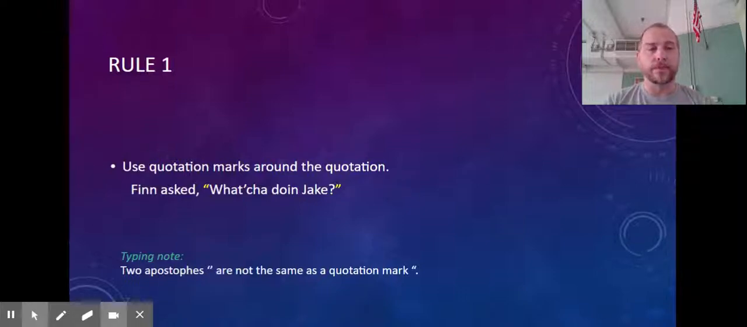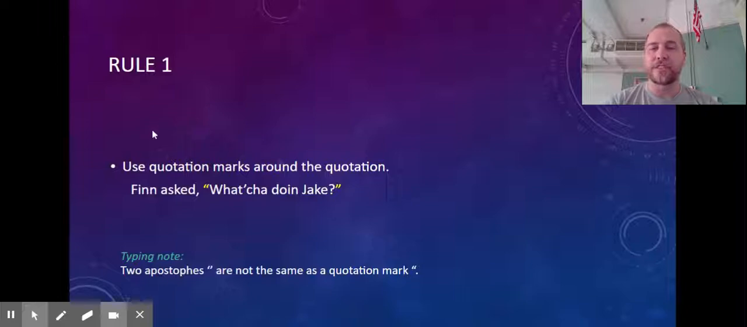And so there's a couple rules I want you to remember. There's going to be 5 of them. And if you can remember these 5 basic rules, you'll have a good start on writing dialogue. The first rule is to use quotation marks around the quotation. Isn't it funny that quotation marks mark where the quotation begins and ends? It's almost like they were named that way for a reason.